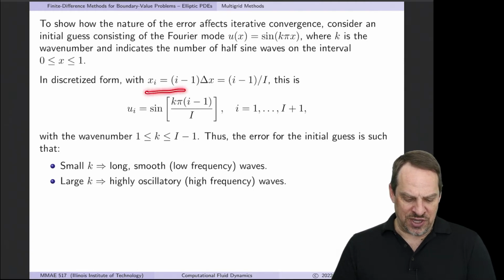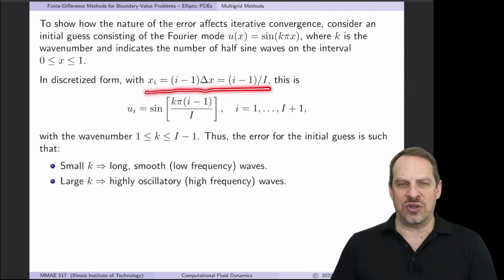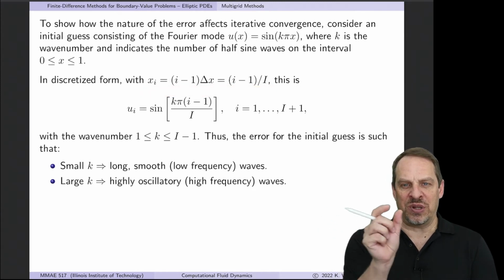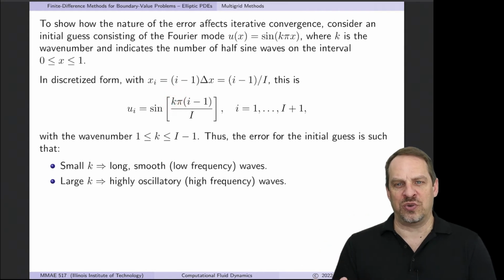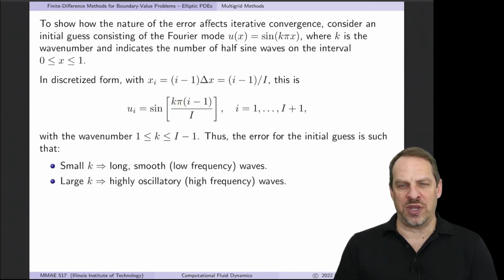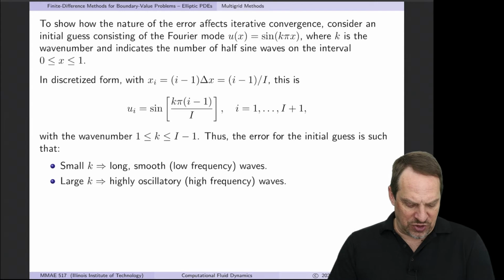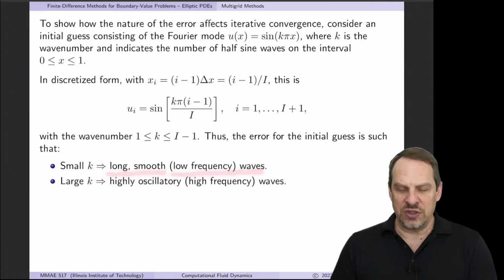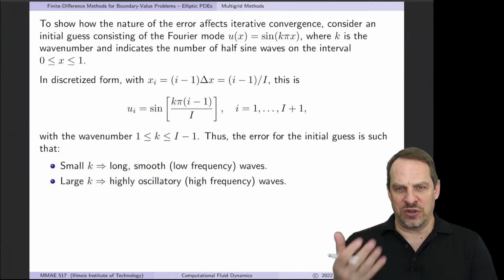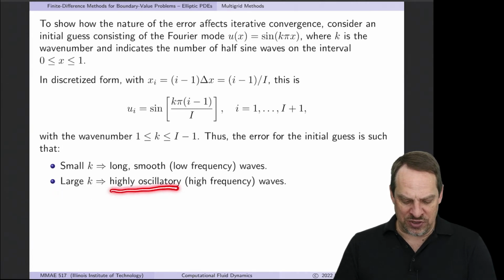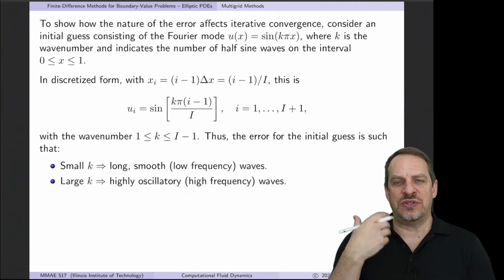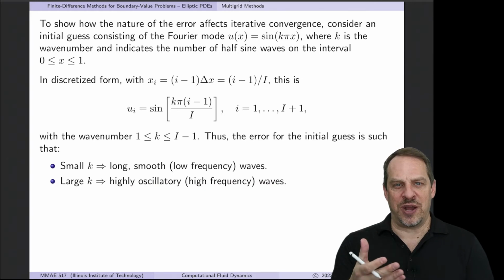That's just taking into account our discretization of our x domain into capital I equals subintervals. And then k will determine whether it's a low frequency mode or a high frequency mode, small k or large k. So the claim is that when k is small, where we have long, smooth, therefore low frequency waves, we will see slower convergence properties, whereas when k is large, we have highly oscillatory, so high frequency waves, we should see faster iterative convergence properties.